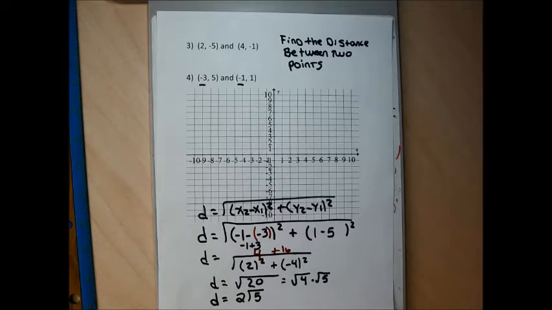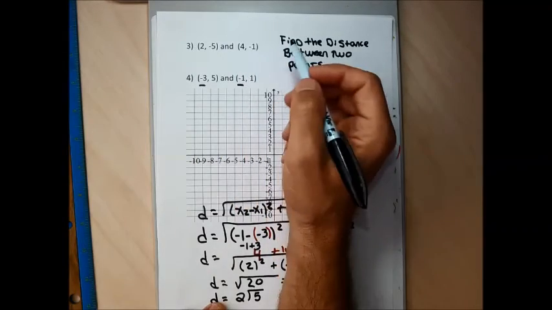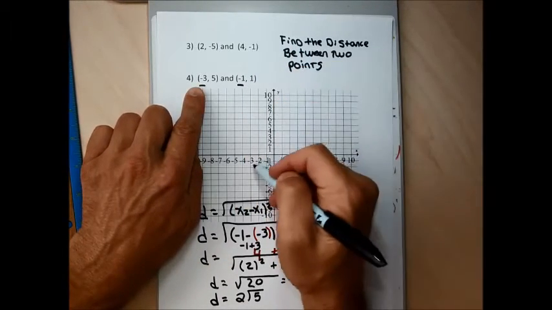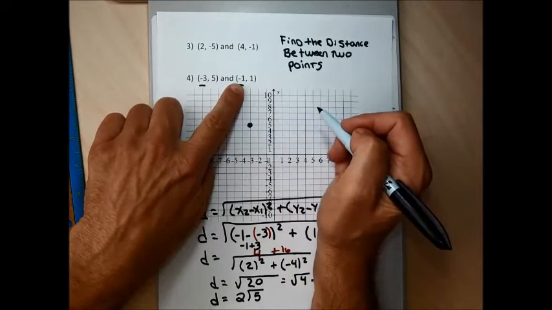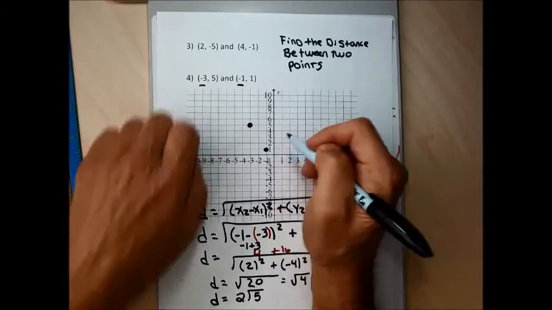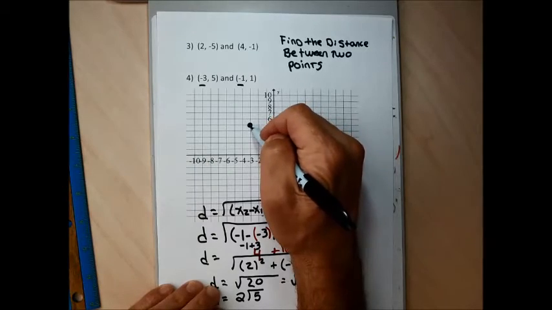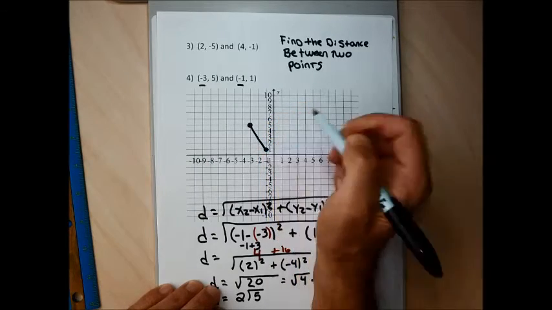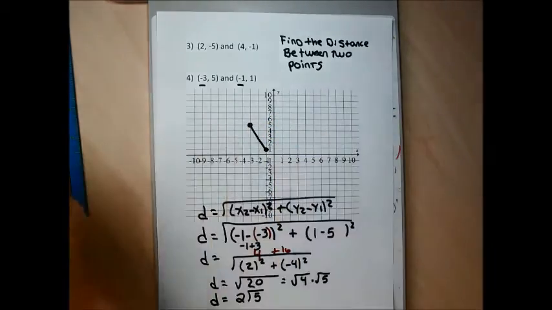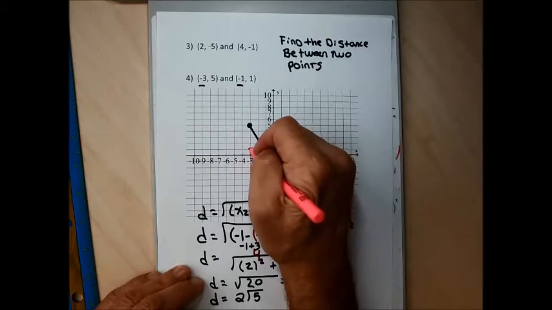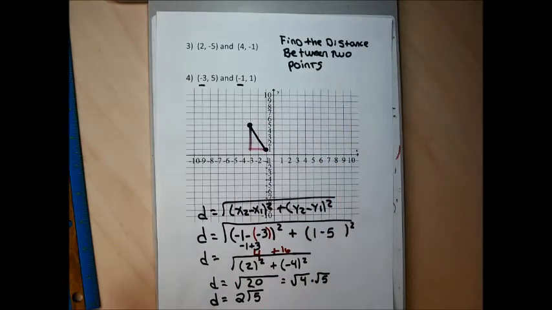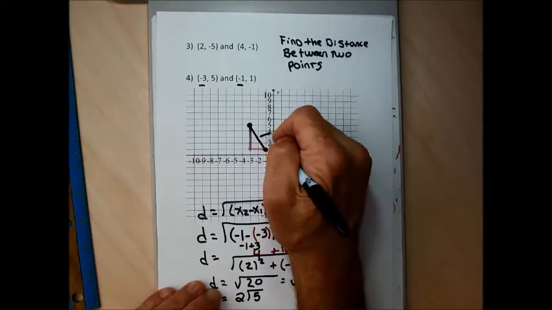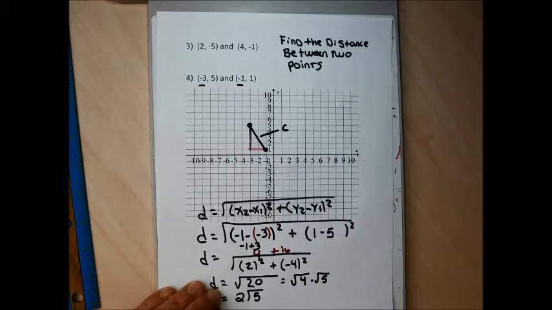Let me show you how to do it the other way. The other way would be to plot the point -3, +5, and the point -1, +1. And then I'm going to draw the triangle. That's the distance I'm trying to find. I need to draw a horizontal line from the bottom point, a vertical line from the top point. And the distance I'm trying to find is going to be that hypotenuse of that triangle, which is a C.